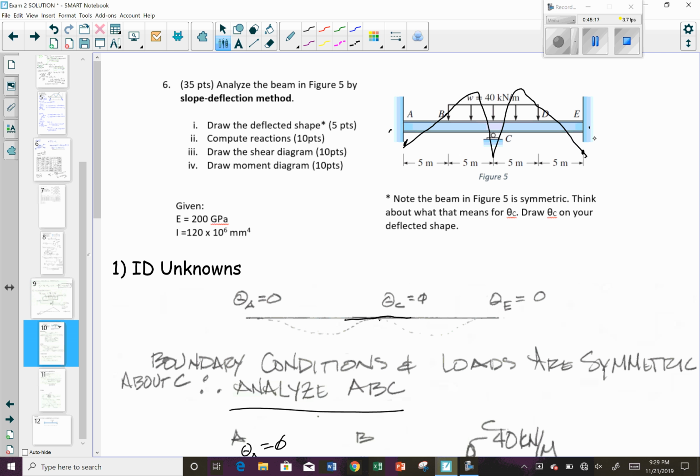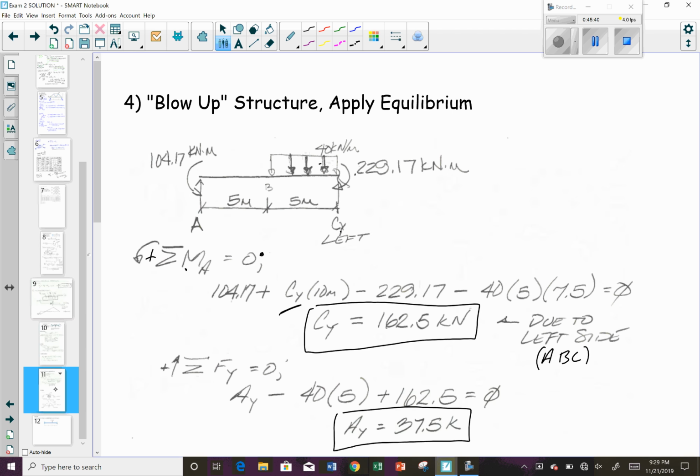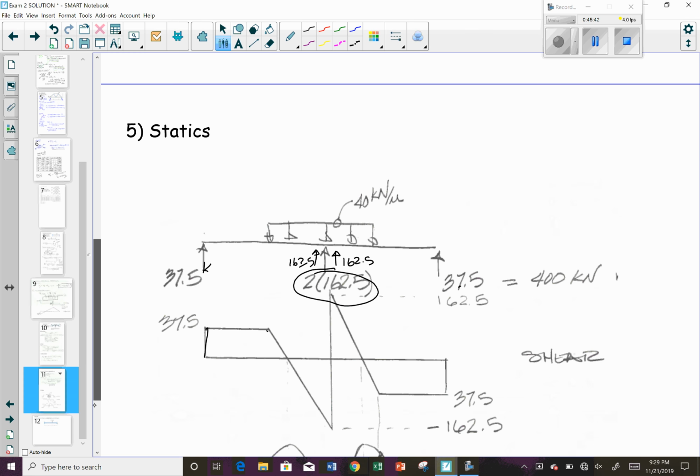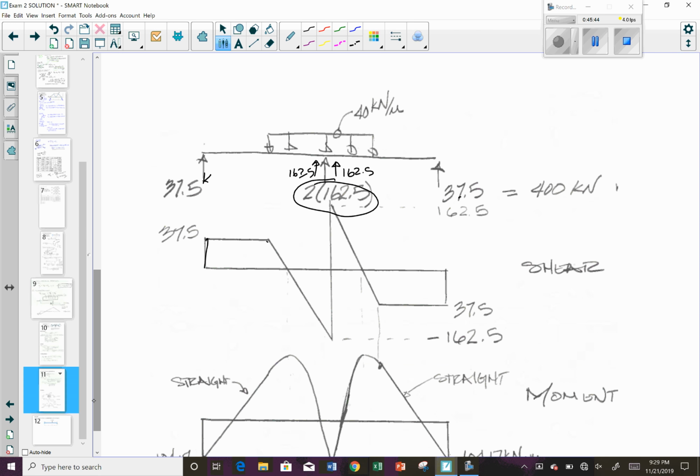So you should know that you're going to have a moment down here and a moment down here, because at the very least this is fixed. And because this is continuous and your rotation is 0 here, in order to keep that from having a point, you have to have moment in there as well. Okay, so draw your moment diagram.